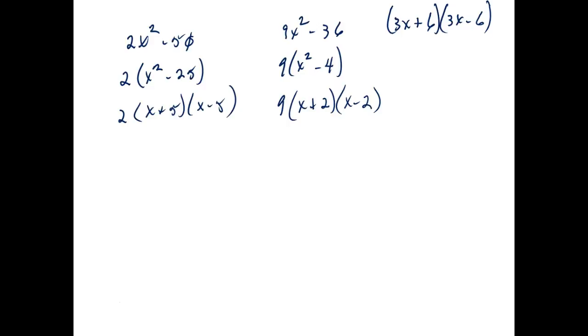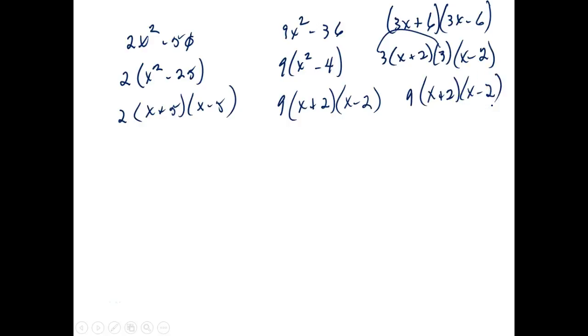Looks like it, but we're not. Yes, you got to do in 2 places now. You got to take out a 3. This will be a 3 times x plus 2 times 3 times an x minus 2. Okay? And then get the 3's together, and that'll be 9 times x plus 2 times x minus 2. You get the same answer, but I think a little more work.